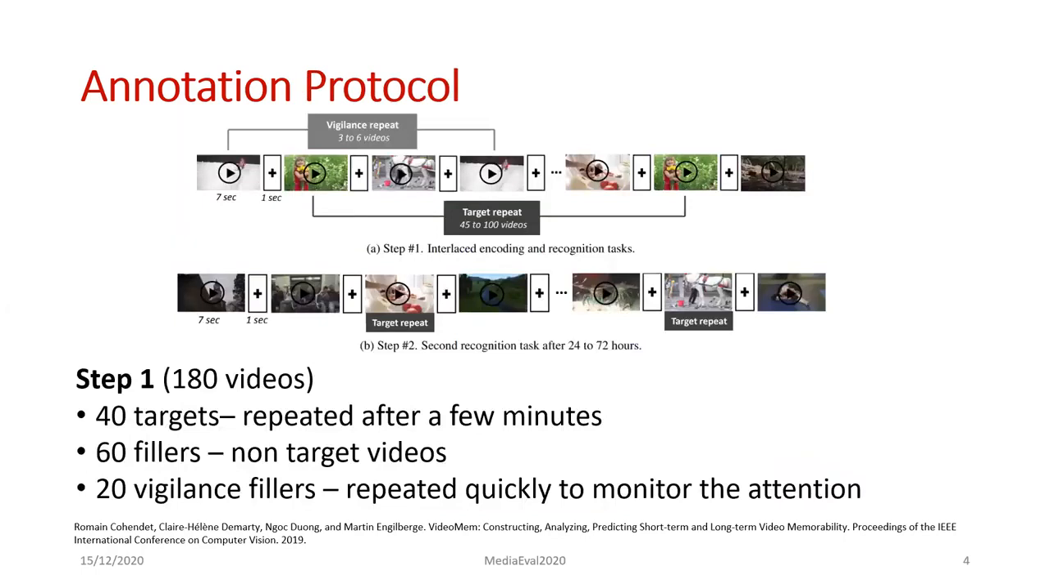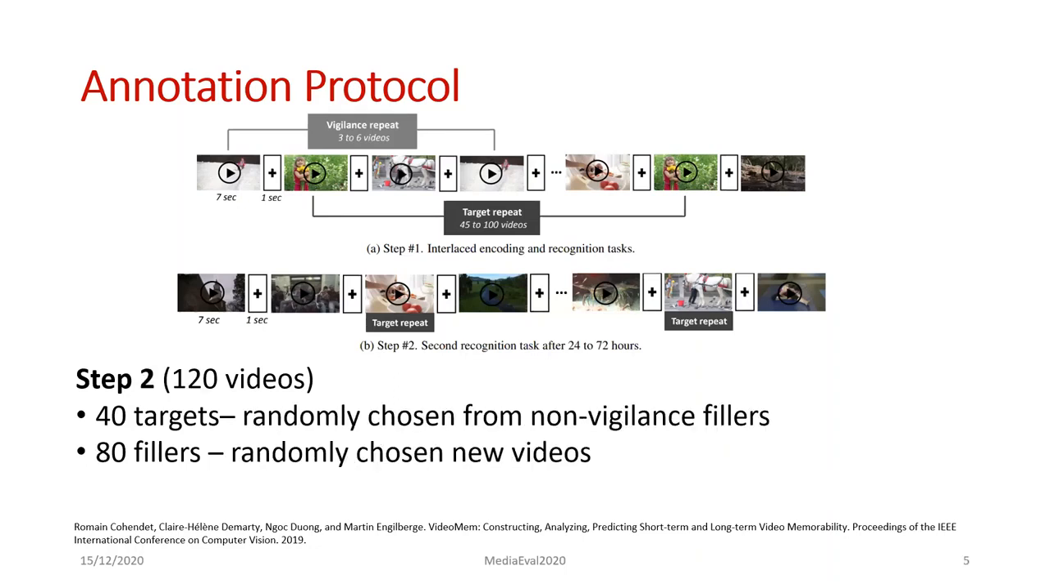In the first step of the game, 40 target videos are repeated after a few minutes to collect short-term memorability labels. 20 of the fillers are also repeated to check participants' attention to the task. After 24 hours to 72 hours, the same participants are expected to attend the second step for collecting long-term memorability labels this time. 40 target videos are chosen randomly from non-repeated fillers of the first step, and 80 fillers are also displayed, chosen from totally new videos.